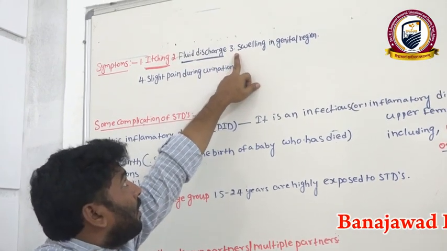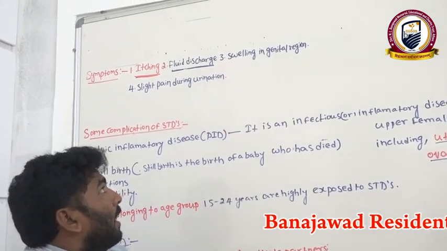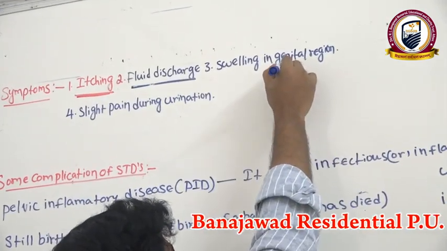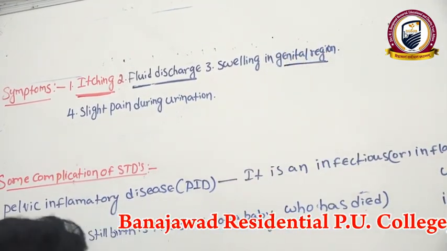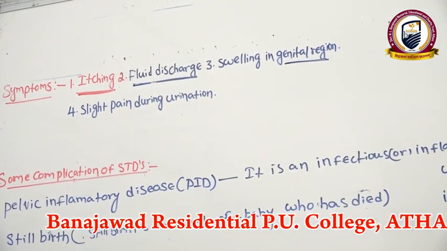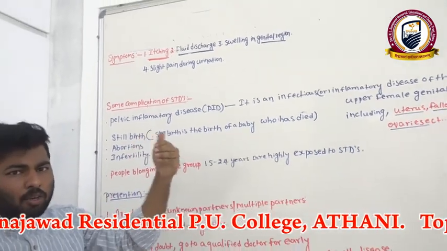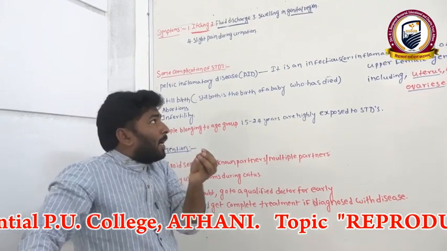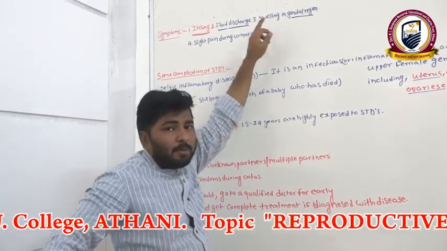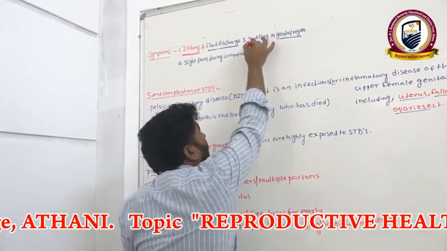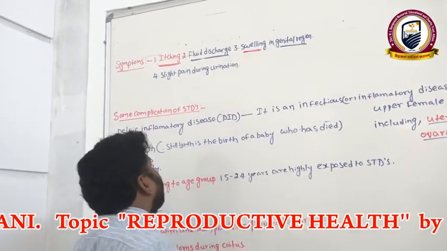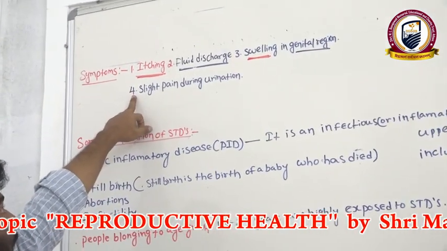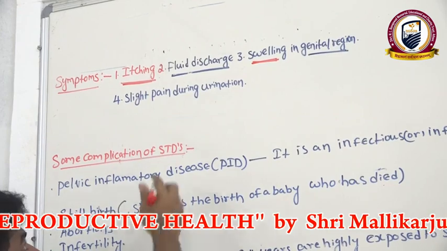Now the third one, swelling in the genital region. Because I told you that if any bacteria or virus attacks or damages the genital organs, there we notice first swelling. Swelling takes place. And the next one, fourth, slight pain during urination.